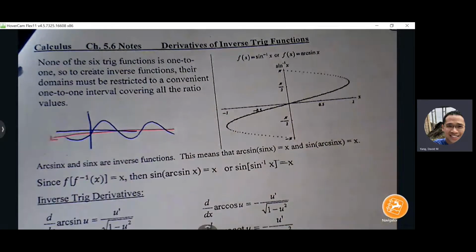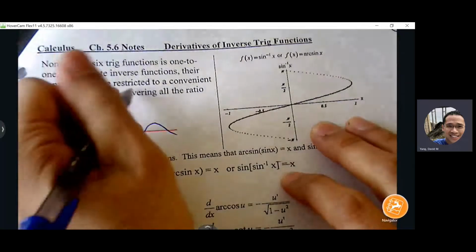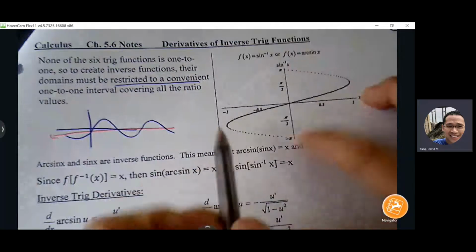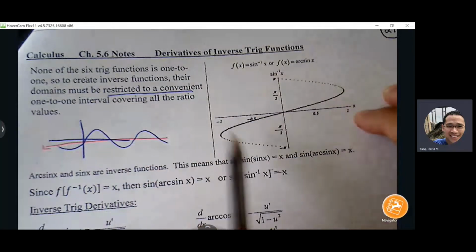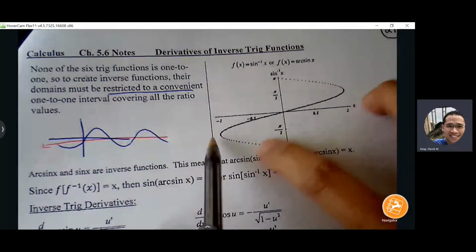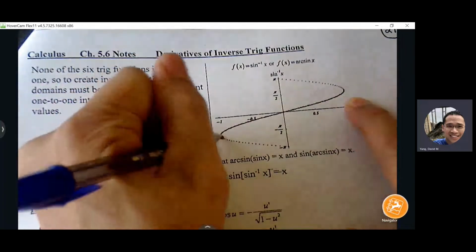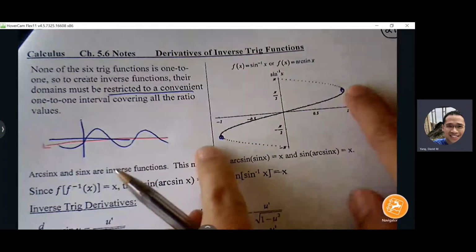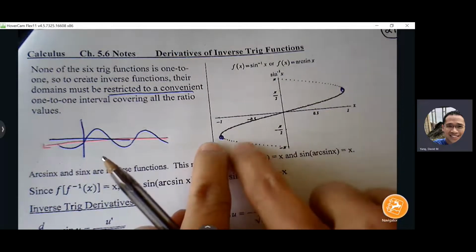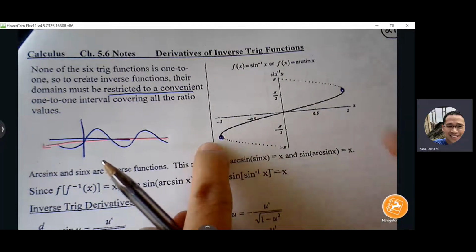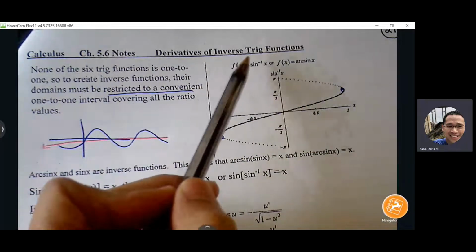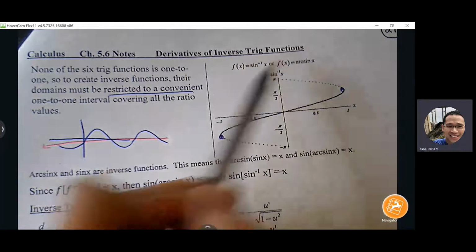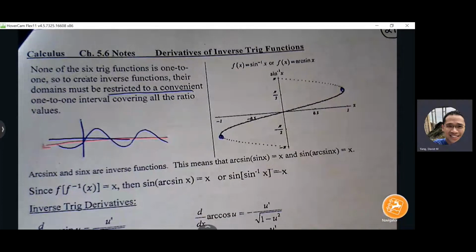So we can't call the inverse a function unless we restrict the domain. Normally the inverse would just be kind of like this S that repeats back and forth, unless we restrict the domain and say that it starts and ends at a certain point where it will not fail the vertical line test. Okay, so just to let you know, we can only call inverse trig a function if we restrict the domain. Okay.